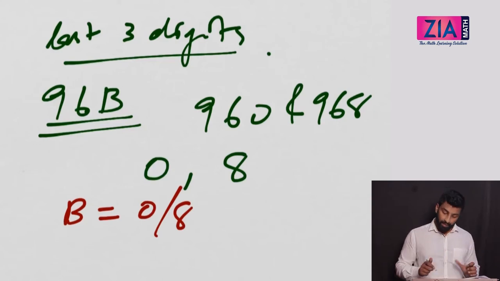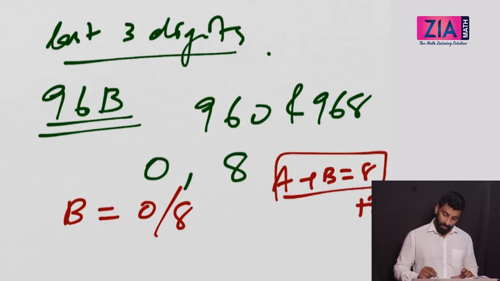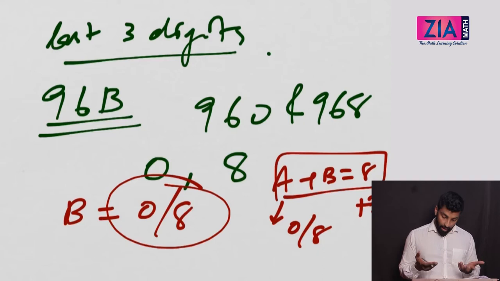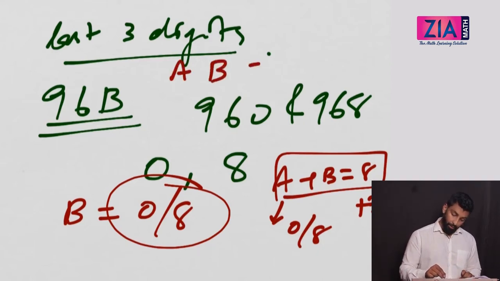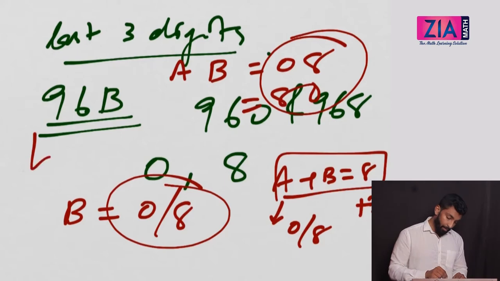Now, what is the first condition that we got? A plus B is equal to 8 or 17, right? So 17 is not possible now. So A plus B is equal to 8. A plus B is 8 means, see, A can also be now 0 or 8, right? So B can be 0 or 8. A also can be 0 or 8, okay? So this combination is possible. AB is equal to 0, 8 or 8, 0. This combination is possible, right? So what is your answer? So you'll mark B as your answer.